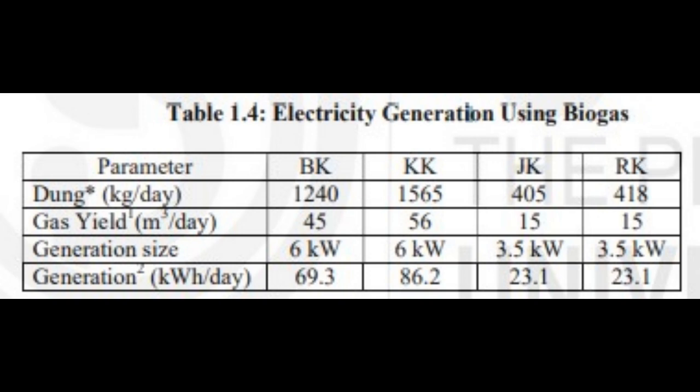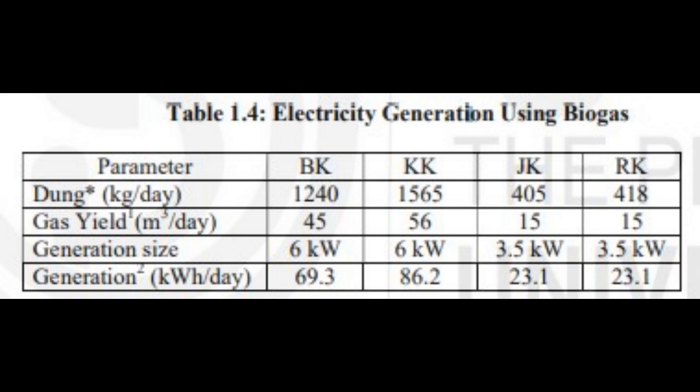Table 1.4. Electricity generation using biogas. Dung used in agricultural operations only. Gas yield per kilogram of dung equals 0.0336 cubic meters. In winter months generation will be 20% less, while in the rainy season the generation will be 5% less. 21 cubic meters per day of biogas at rated efficiency will give 1.54 kilowatt hours per day. The dung used as fertilizer in agricultural operations can be more effectively replaced by slurry from the biogas plants.